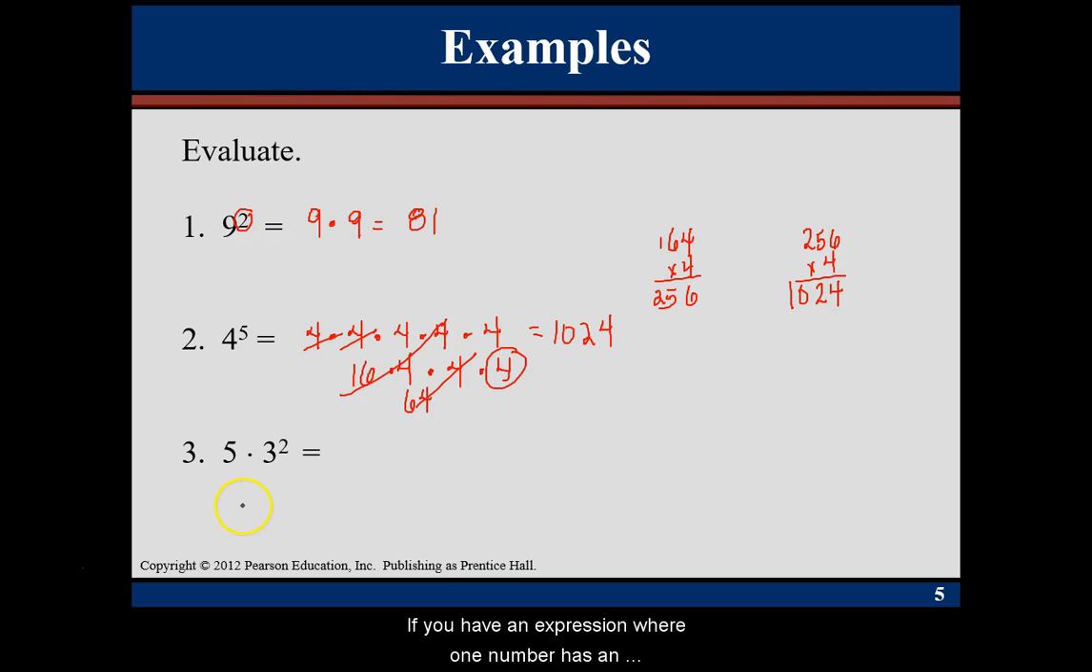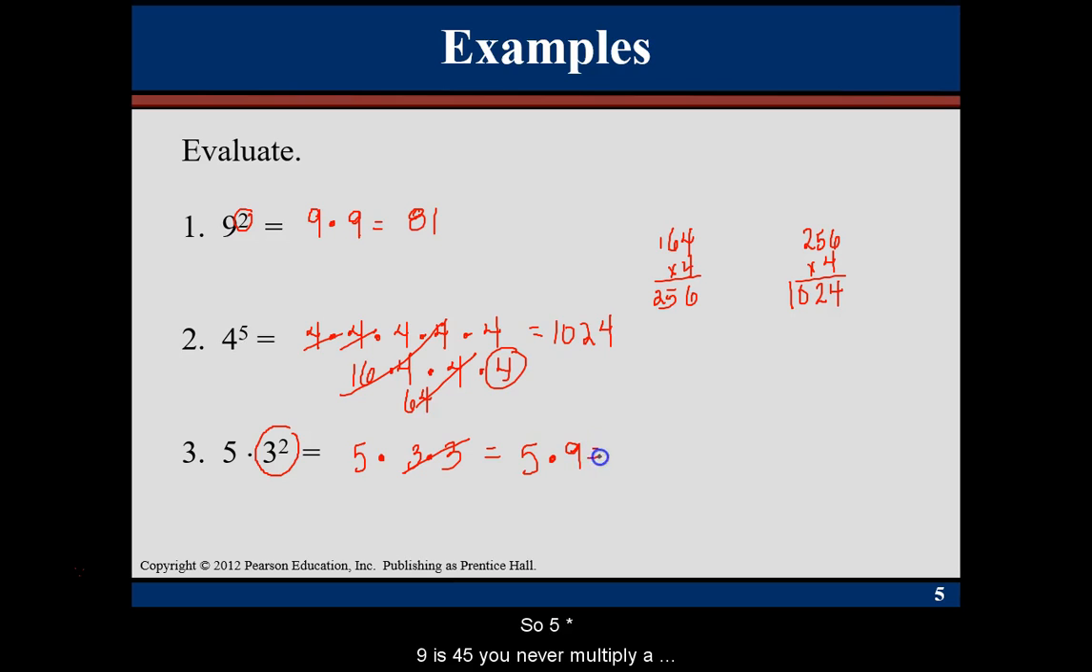If you have an expression where one number has an exponent and the other doesn't, you need to take care of the exponents first. So I can't do anything with that 5 until I figure out what 3 squared is. Well, I know that 3 squared is 3 times 3, which is 9. So 5 times 9 is 45. You never multiply a number without an exponent times a number with an exponent.